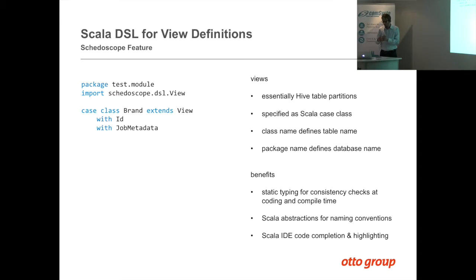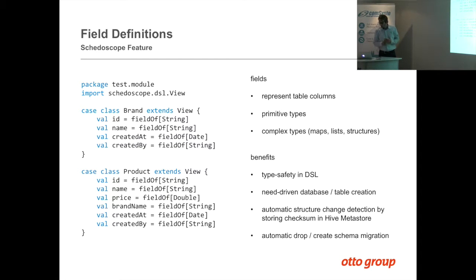We can do checks at compile time. We can use Scala abstractions for naming conventions. So for example, if all your tables have some kind of ID field, you can use this kind of interface, or you can mix in this trait, and then all will have the same ID field. And finally, you can use the whole power of your Scala IDE to specify tables.